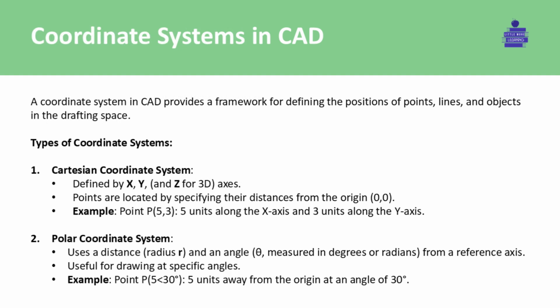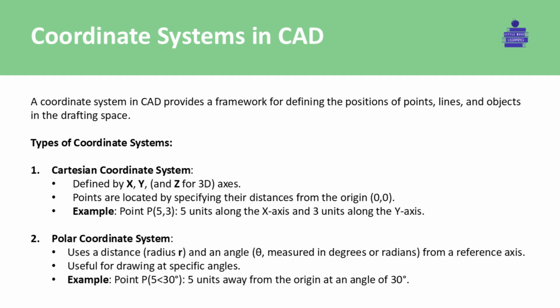Let's explore how we locate things in the CAD environment. Think of coordinate systems as the GPS of our digital design space. The most basic system we use is the Cartesian coordinate system. Imagine a map with an X and Y street grid. Every point in your design has a specific address, like 5, 3, meaning go 5 units right and 3 units up from our starting point.